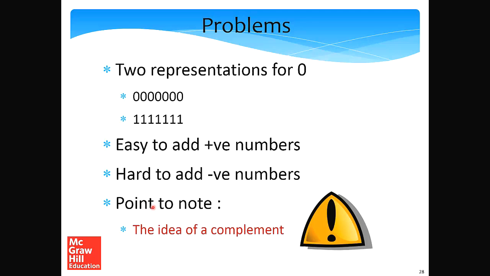So let's look at the problems of this representation. The problems of this representation are like this: there are two representations for 0, which is something that we wanted to avoid. So 000 is 0 and 111 is also 0. And this is not in our best interest, in the sense we didn't want it. It introduces ambiguity into the number system.